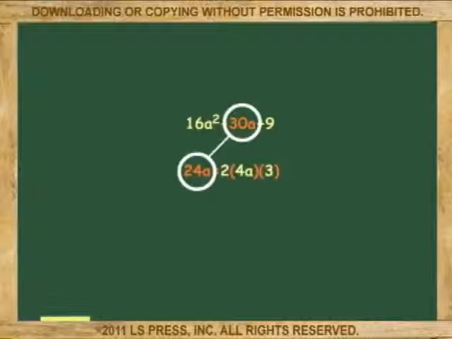Another example: 25y squared minus 45y minus 36 is not a perfect trinomial square because the last term is negative. Another example: 16a squared plus 38a plus 9 is not a perfect trinomial square because the middle term is not twice the product of the square roots of the first and last terms.